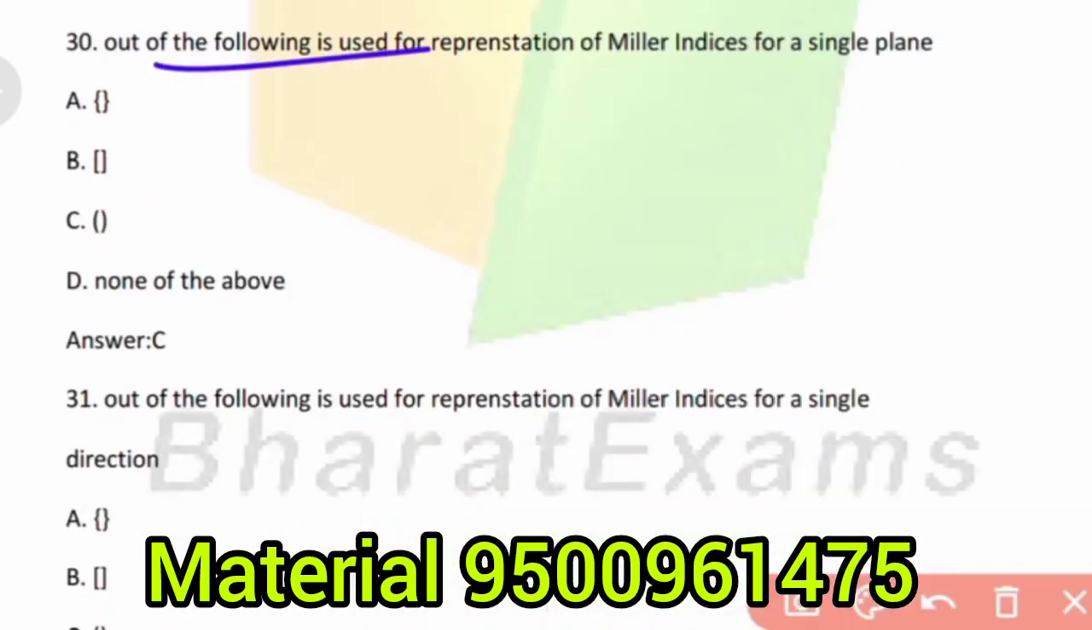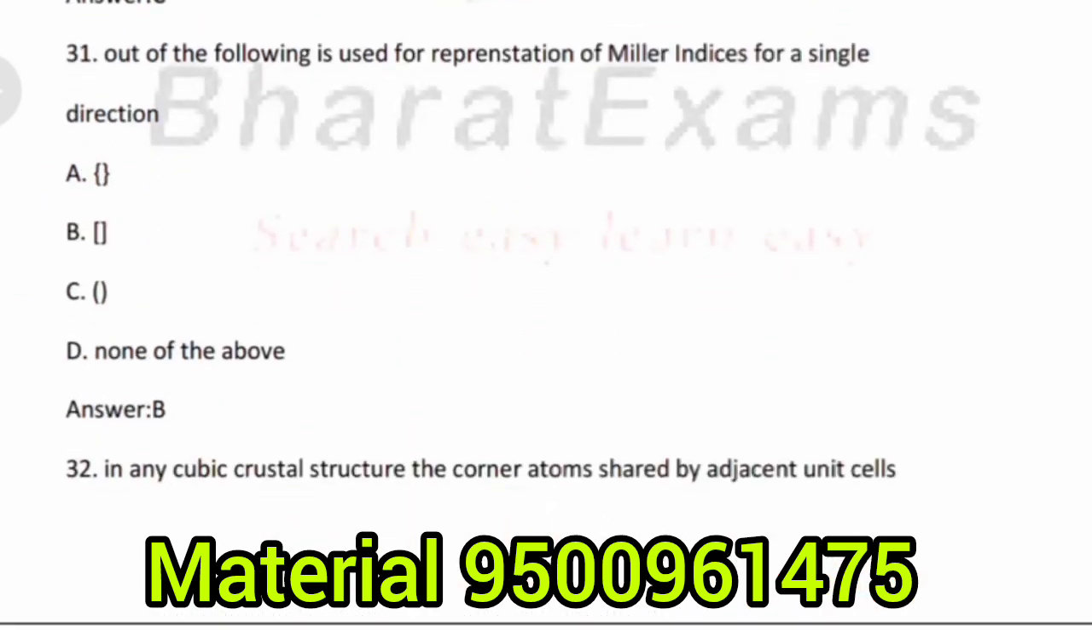Which of the following is used for representation of Miller indices for a single plane? Option C. Which of the following is used for representation of Miller indices for a single direction? Option B.